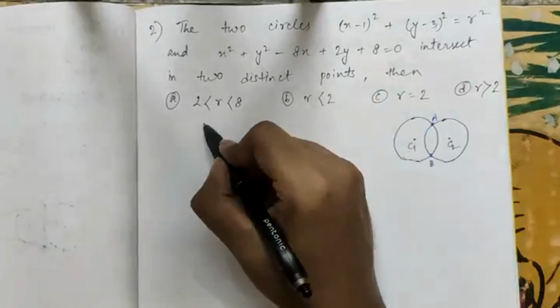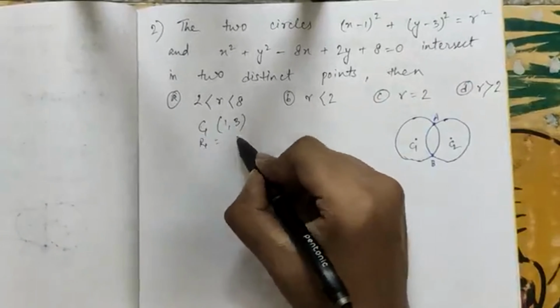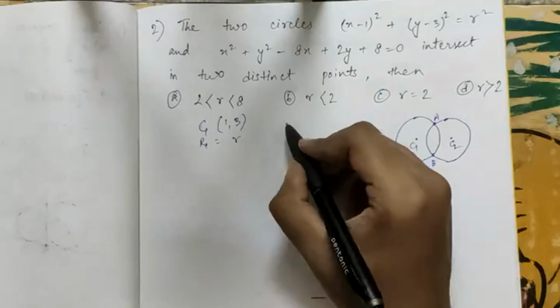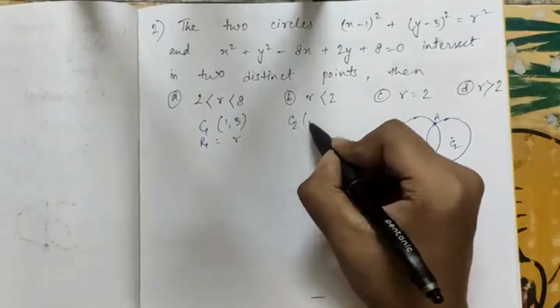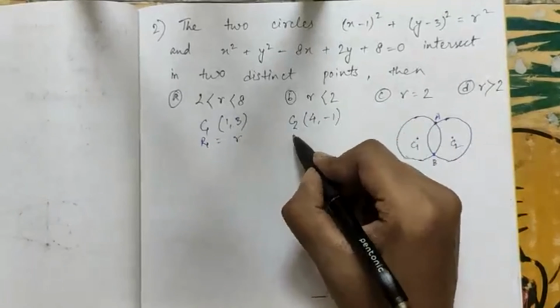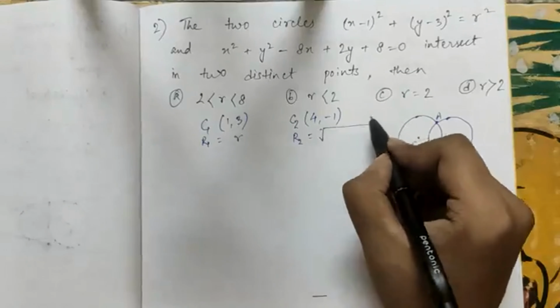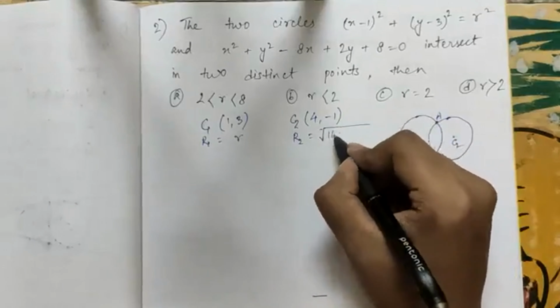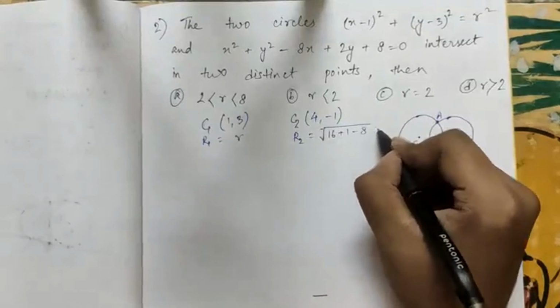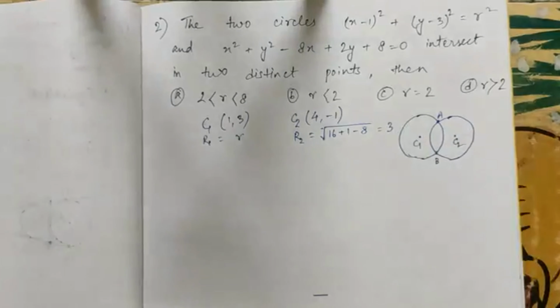Here C1 is given as (1, 3) with radius R1 equal to small r, and center C2 is given as (4, minus 1), and the radius of the second circle we can find as the square root of g square plus f square minus c. It's 16 plus 1 minus 8, that means 9, that means the square root of 9 is 3. So it's very clear.